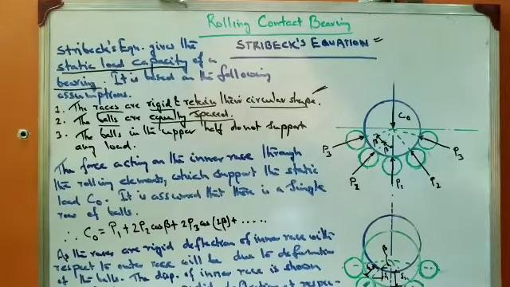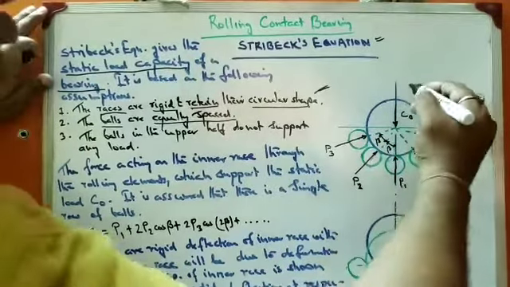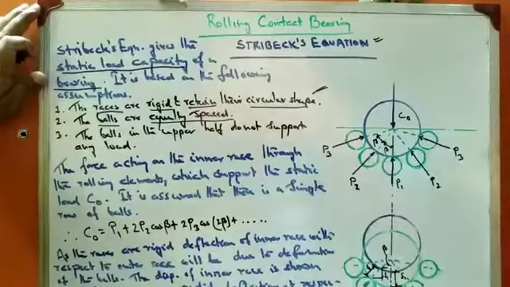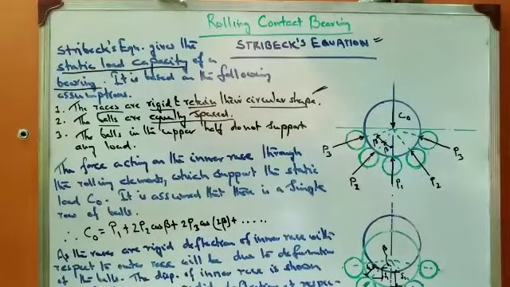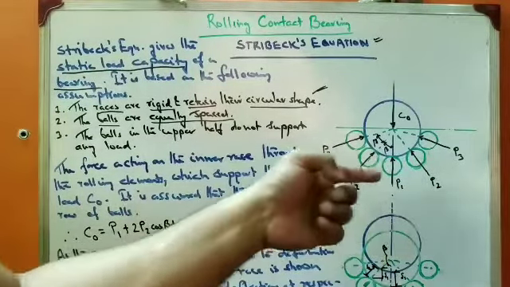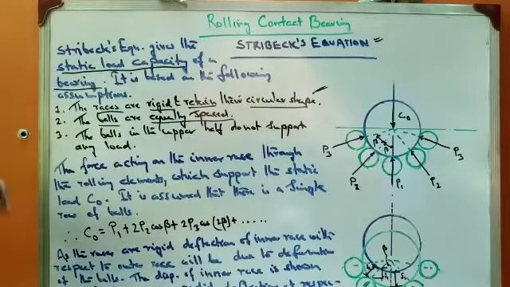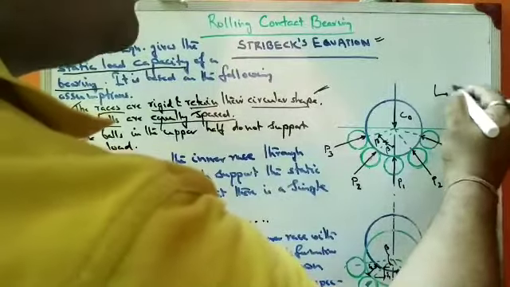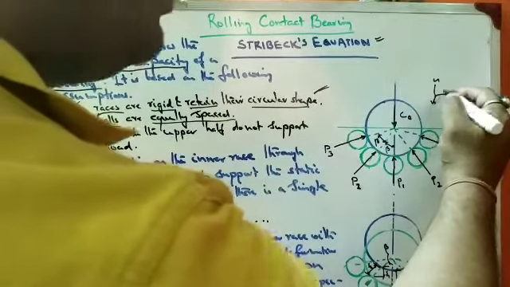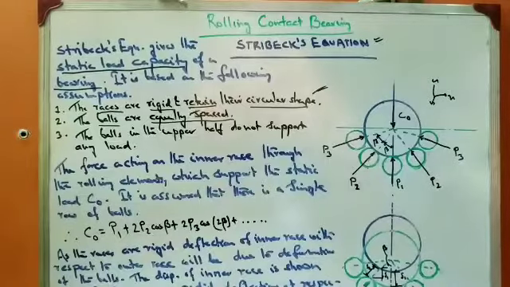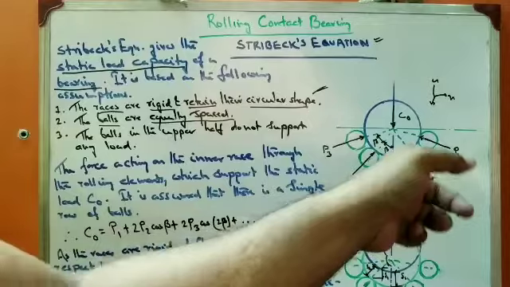Now the forces acting on the inner race: the inner rolling element supports a static load C0. This static load C0 is given. It is assumed that there is a single row of balls. That is, if it is considered as X, Y and Z, along the axis perpendicular to the board there is a single row of balls. There is only one row of balls.